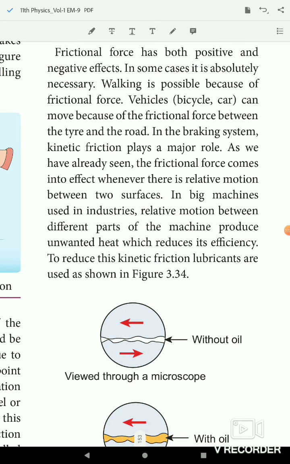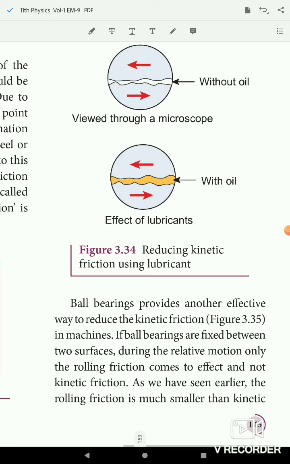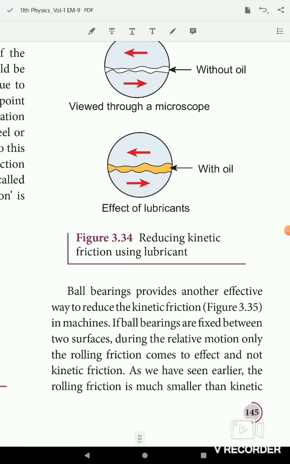To reduce this kinetic friction, use lubricants. To reduce friction, lubricants are used. Ball bearings are another effective way to reduce kinetic friction in machines. Even in your body, in elbows, knees, all joints, some lubricant oil is present.